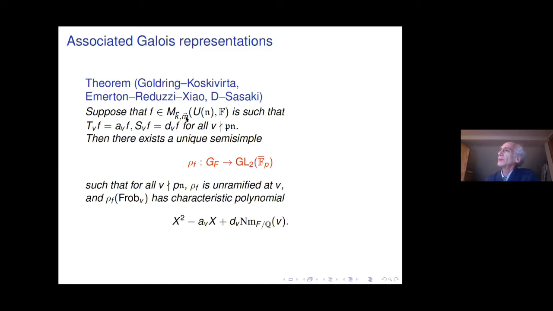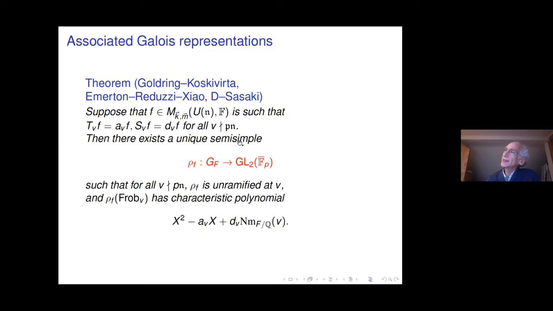Take a sufficiently small level U, which you can take to be principal level N. And then we have the space of modular forms of weight (k,m) and level N with coefficients in F, where F is a finite field. And we have a Hecke action on this space. We can associate Galois representations to Hecke eigenforms in this space, and I sketched the proof of the existence of Galois representations. Okay, so now we have associated Galois representations, and we can try and formulate a conjecture about which weights.